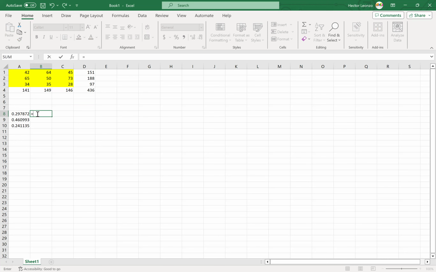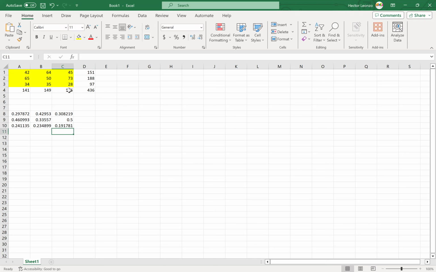Oh, and actually in the second one, let me just do them all. So I'm going to go 64 divided by 149. Now I'm doing it for the second column here. 50 divided by 149. And then lastly, 35 divided by 149. And then 45 divided by this one. I'm looking at the row: 73 divided by 146. Now you might be wondering, at the beginning, why am I getting the totals at the end? This is really why.